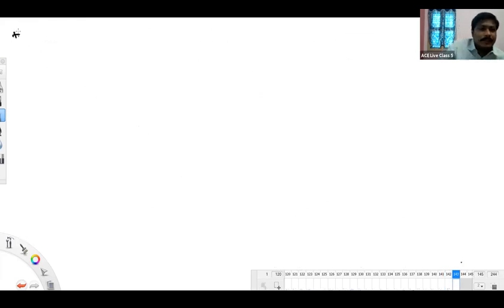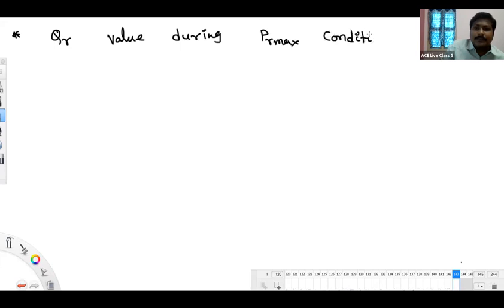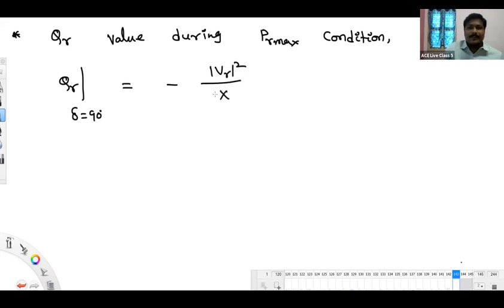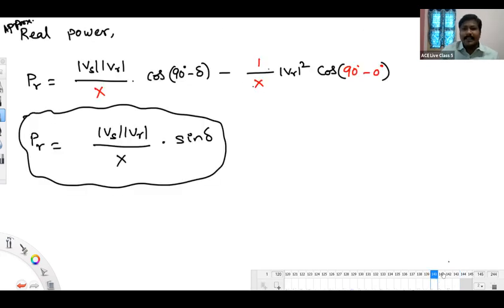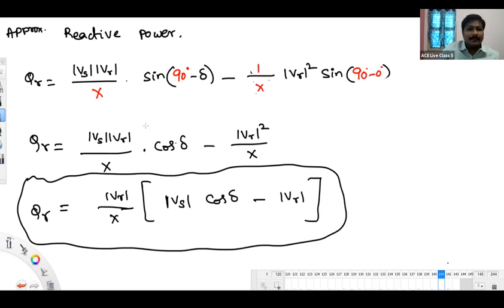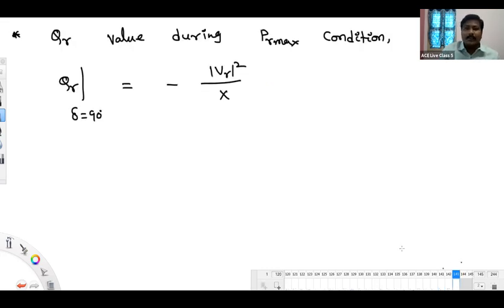So I can say QR value during PR maximum condition. QR by keeping delta equal to 90 degrees will come like minus mod VR square by reactance. Cos 90, the first term is 0, and you get here minus mod VR square by X. That is the QR value.